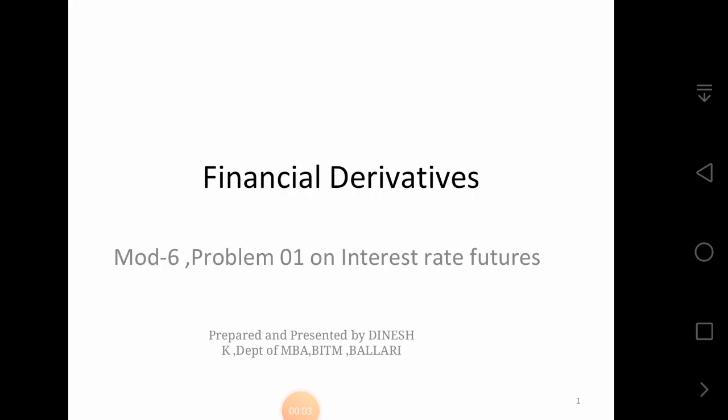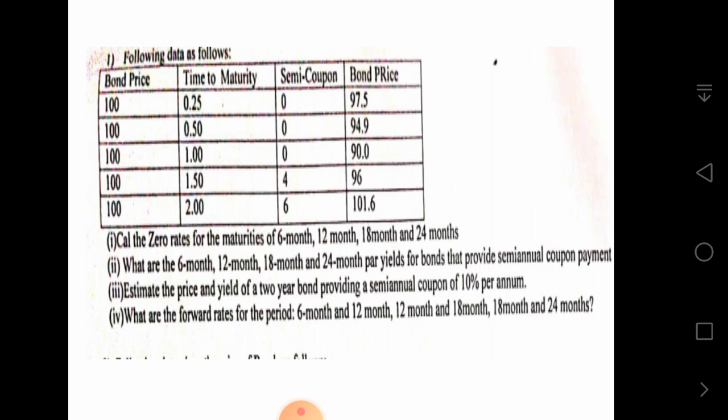Hello students, let's take up the first problem on the model 6 of interest rates. So here is a question which has given the data to you. What is the data which has been given? There is a bond price, right?